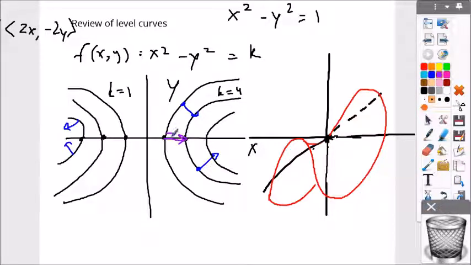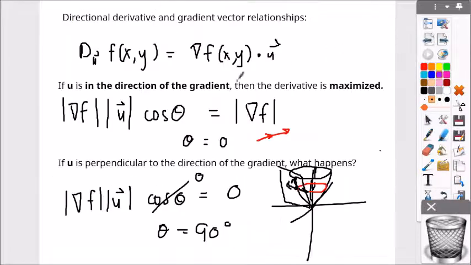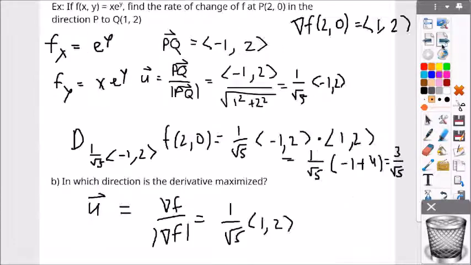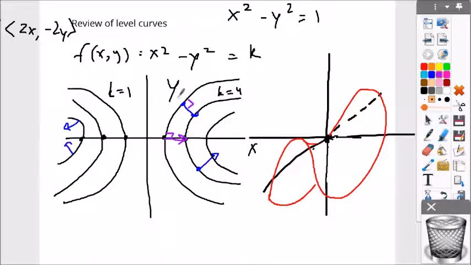Right? So the direction of fastest increase is perpendicular to the level curves, because theta in the direction of fastest increase is 0, but theta in the direction where there's no increase, where it's constant, is 90 degrees. So what we find out is actually the fact that the gradient is perpendicular to level curves.